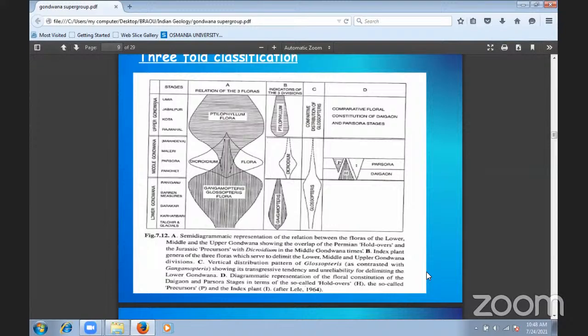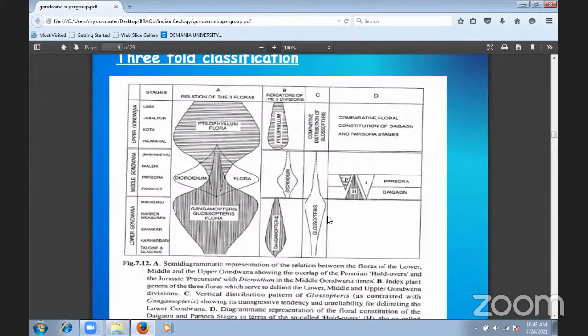And again, when you go to the Middle Gondwana, it is showing the Panchet, Parsora, Maleri, and Mahadeva. And the relation of this is the three floras you see here. The first one, in lower Gondwana, is related with the Gangamopteris, Glossopteris flora. And the second one is the Dicroidium flora.